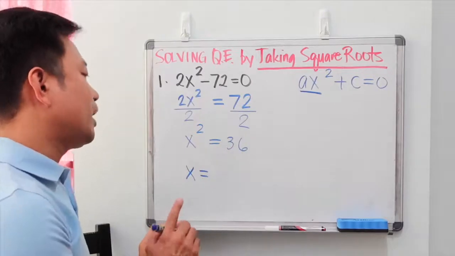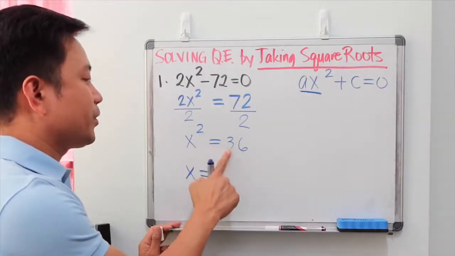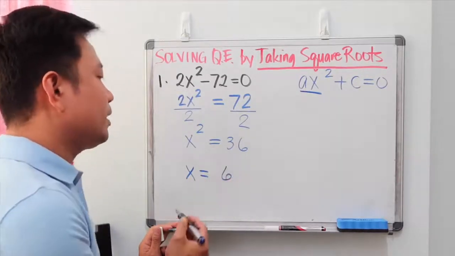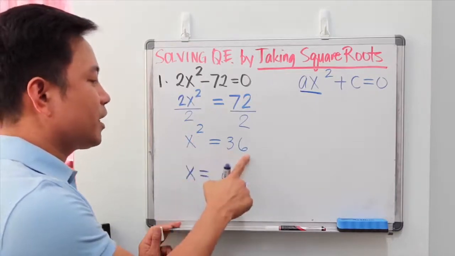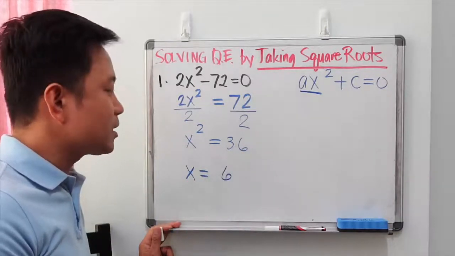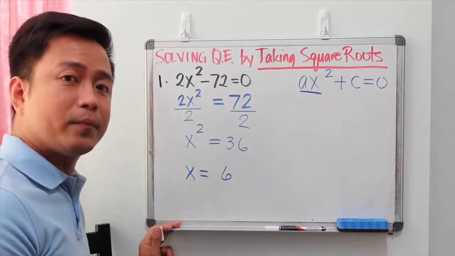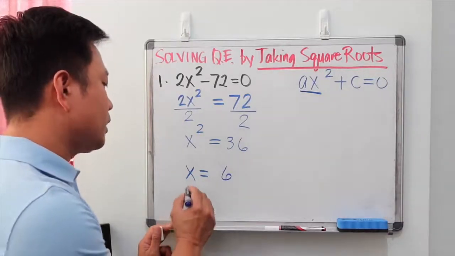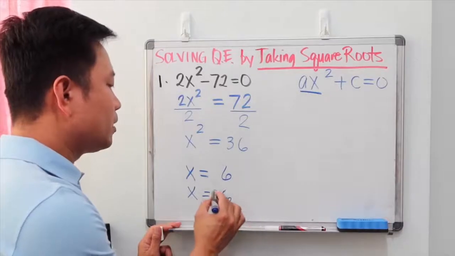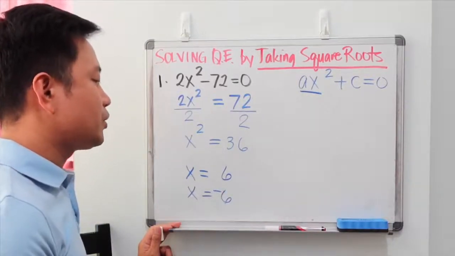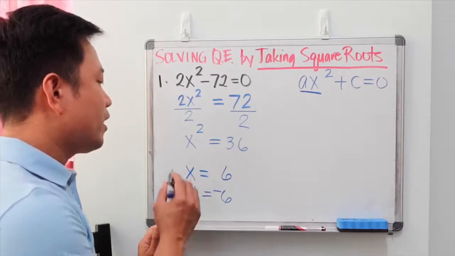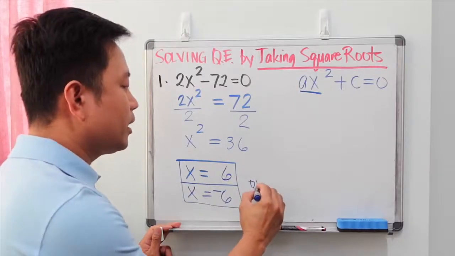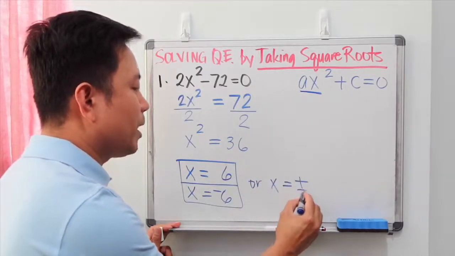So now, to find the value of x that will satisfy x squared equals 36, what should be that x value? 6, right? Because 6 squared will give you 36. Can you think of another number aside from 6 that will give you 36 also when you square it? Negative 6, right? So that's why the answers for x will be 6 or negative 6. So we have two values, x equals 6 or x equals negative 6. Or you can write it x is equal to plus or minus 6.